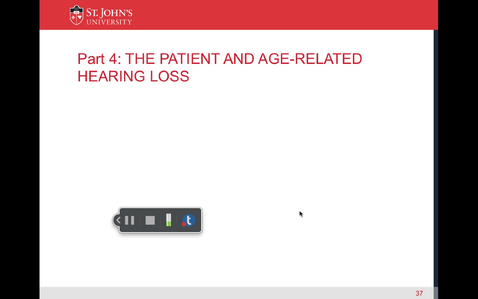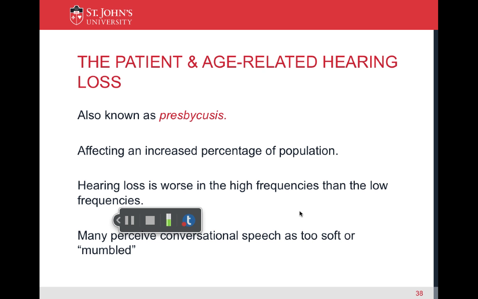There are some things that we need to talk about with the patient and age-related hearing loss. So far we've spoken about the anatomy and physiology of the ear. I gave you a quick overview of that. We spoke about the types of hearing loss and the degree of hearing loss and some hearing aids, cochlear implants, assisted listening devices. And now we're going to talk about the patient and their hearing loss.